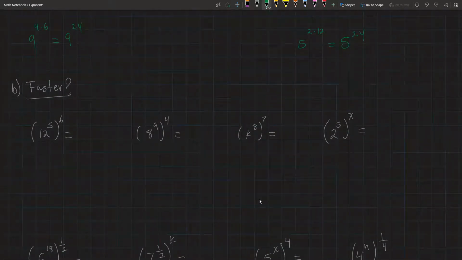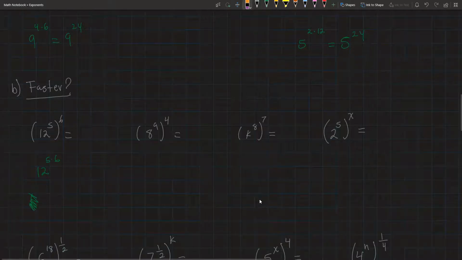We can say that this one is 12 to the 5 times 6. And if you wrote 12 to the 30, that's fine. It doesn't ask to rewrite, so we'll skip that part. All right, faster. This one would be 12 to the 9 times 4. I'm sorry, 8 to the 9 times 4, which is 36, right?